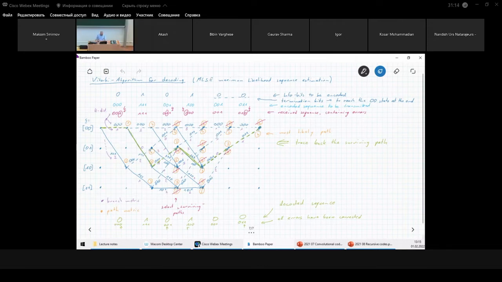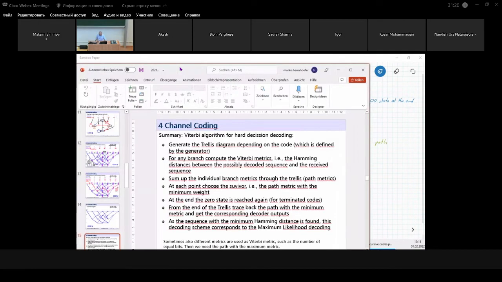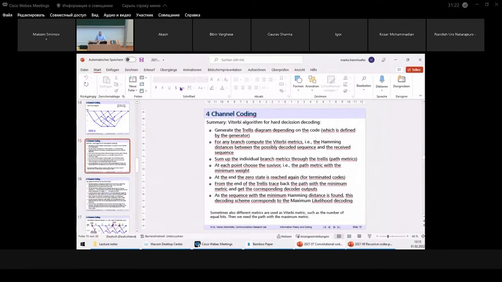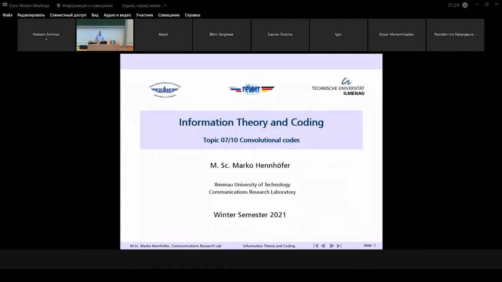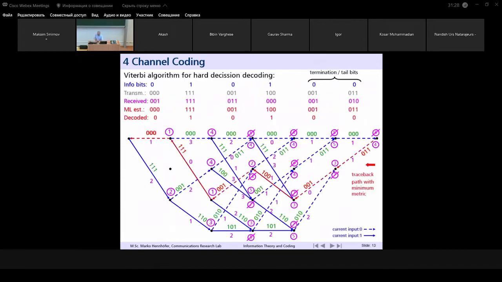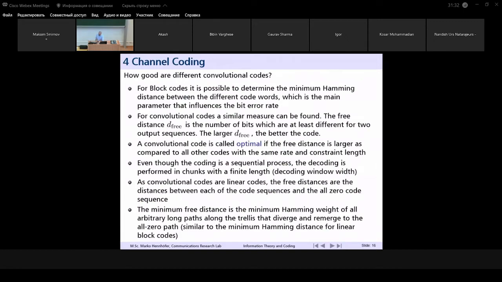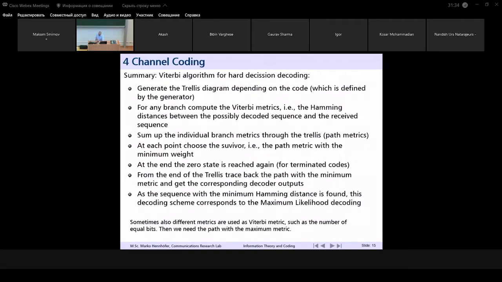So let's see some facts here. Convolutional codes. Okay, here's basically just a summary how this Viterbi algorithm is working. We explained this now in detail. I think this is not so difficult.